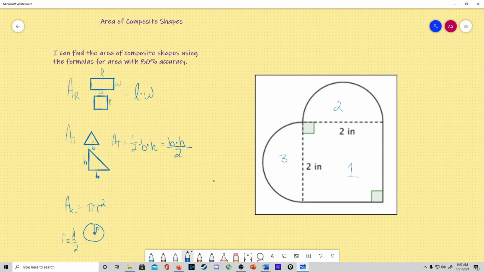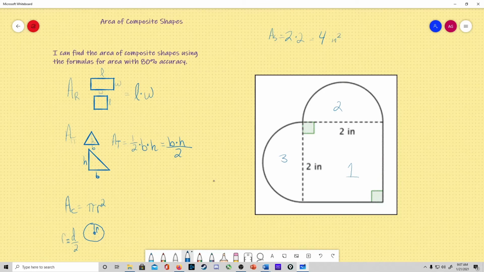So the first thing I want to do is find the area of that square. I know it's 2 by 2, length times width, so I'm going to do 2 times 2. And I'm going to get that the area of that square is 4 inches squared. Okay, now I got to address these circles.